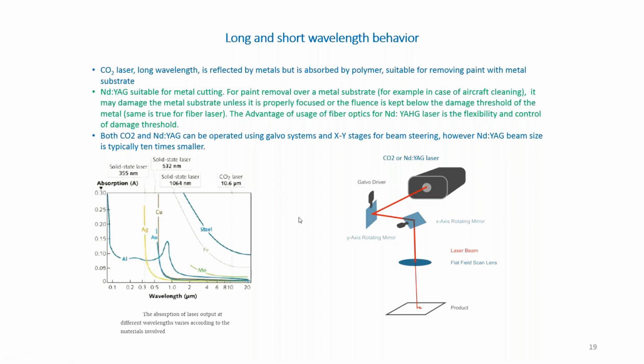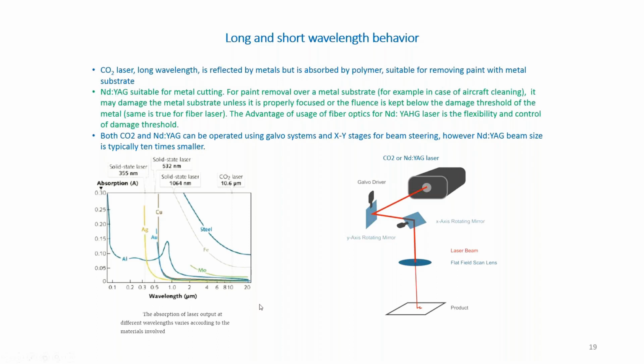So if you have a paint or an oxide layer on top of a metal, and you're concerned about the metal substrate, in case of aviation industry, one advantage of using CO2 laser is that it's heavily absorbed by the paint, but is not absorbed that much by the metal. It's actually reflected by the metal. You can see it has a very small absorption coefficient at around 10 micron. So it doesn't damage the substrate.